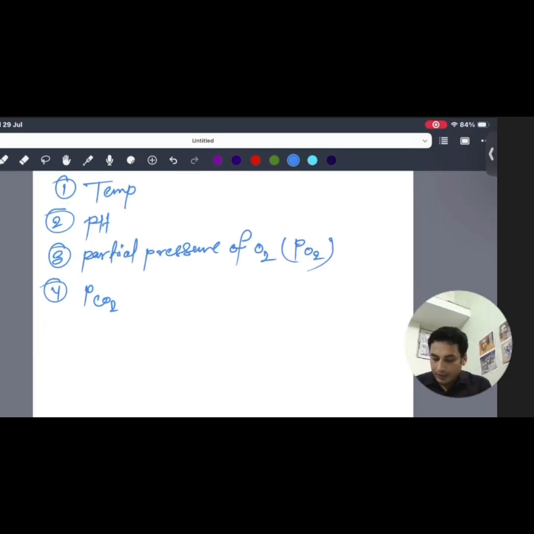And the fifth factor is one chemical, known as 2,3 bisphosphoglycerate, bi not di, or 2,3 BPG.